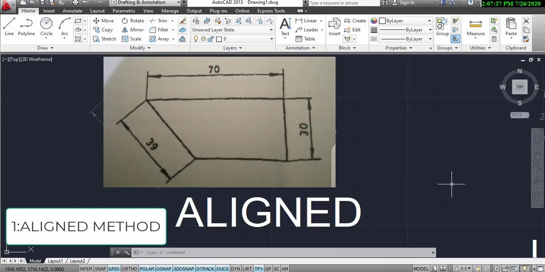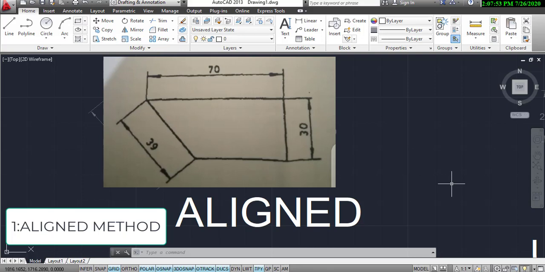In this method, the dimensions should be placed parallel to and above the dimension lines and preferably at the middle of the line. The aligned method is shown in this figure here. As you can see, even the dimension text is aligned directly with the features they represent. That is the aligned method.